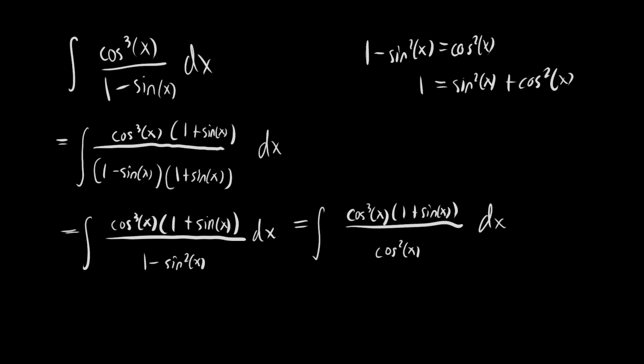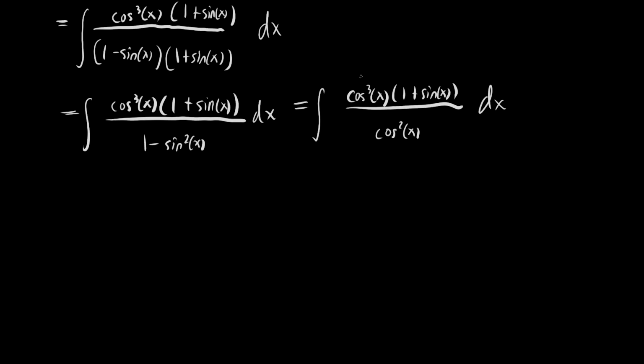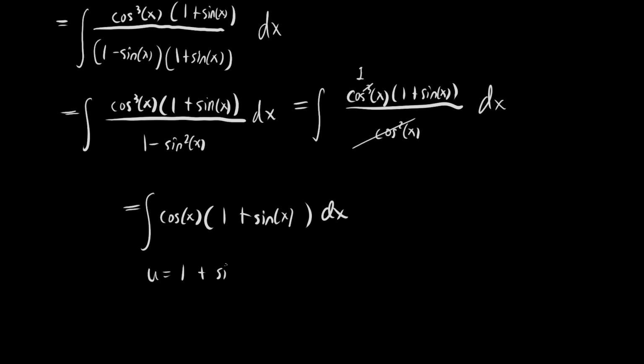And so now you can simplify this integral a lot. You can cancel out this over here with 2 of these, and this becomes 1. And so now this becomes the integral of cos of x times 1 plus sine of x, and this becomes a very, very simple u-substitution problem. I'll let u be equal to what seems the most obvious to me, 1 plus sine of x, and then du becomes cos of x dx.